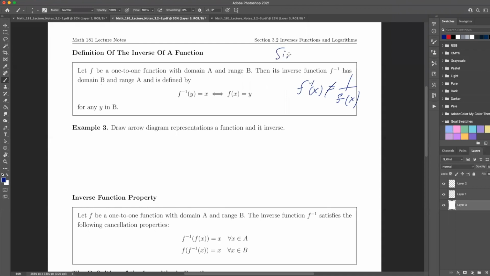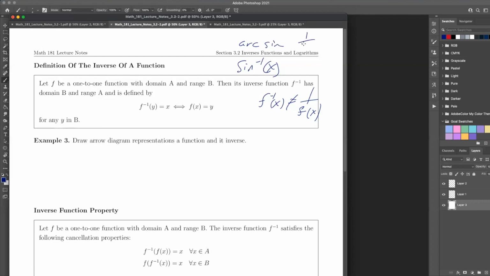It's kind of like this: sine inverse of x means arc sine, really, not 1 over sine. 1 over sine is, of course, cosecant, right? And so just be careful. That's just the notation we use.